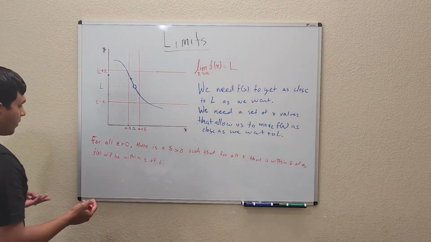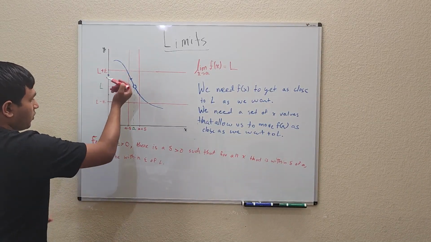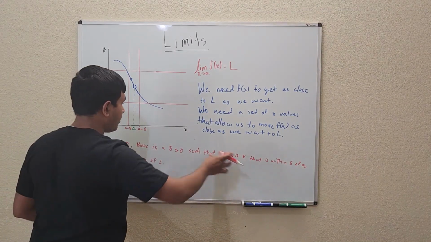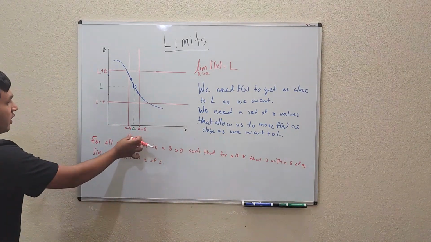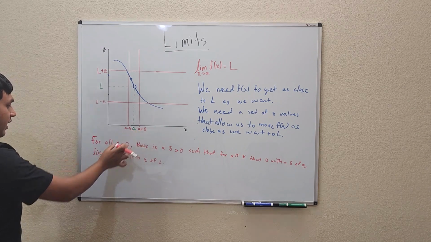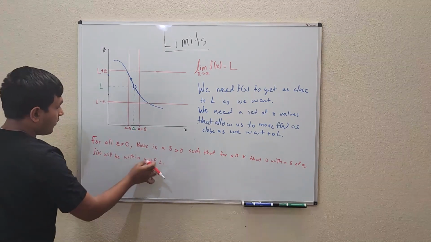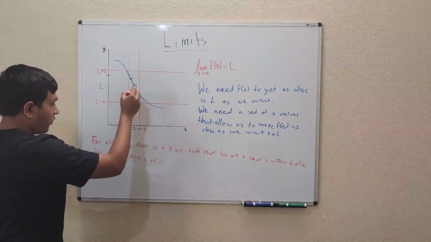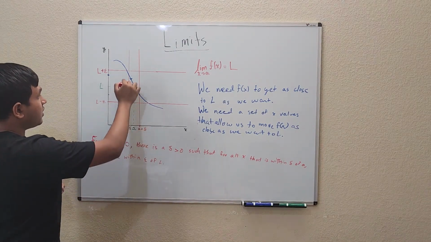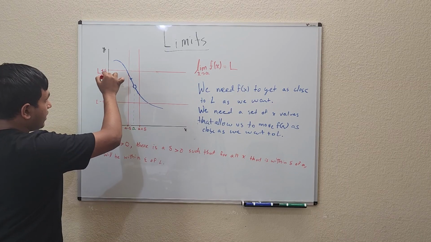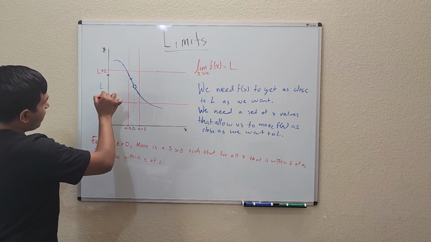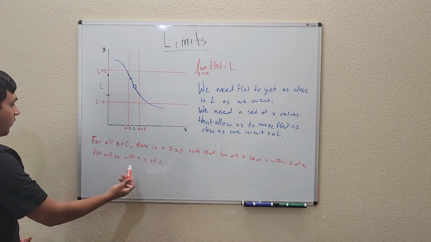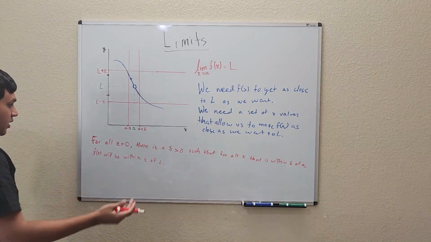Now, that starts to seem something rigorous that we can actually write into a formal definition. So what does that mean? If we want f of x to be within epsilon of L, there will always be a delta greater than 0, such that for all the x within this delta of A, f of x will be within epsilon of L. If you think about it, that makes sense, right? A minus delta, A plus delta. For all of those x values, the y values are within epsilon of L.